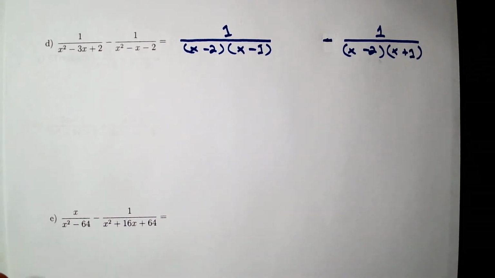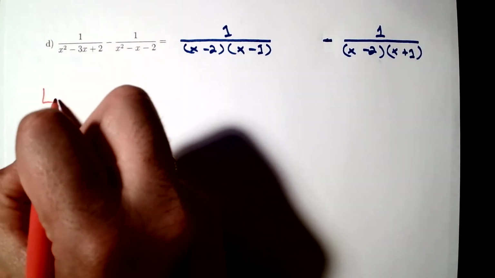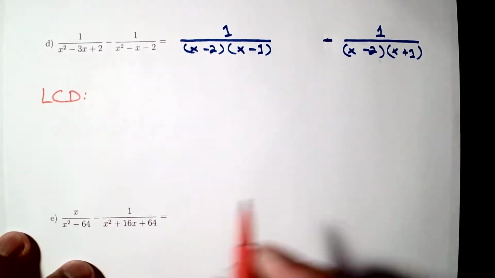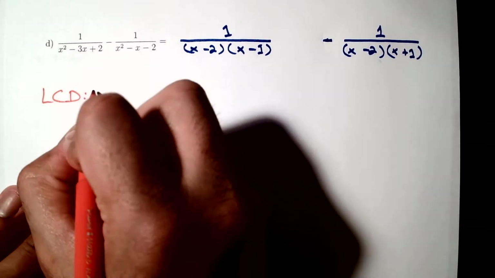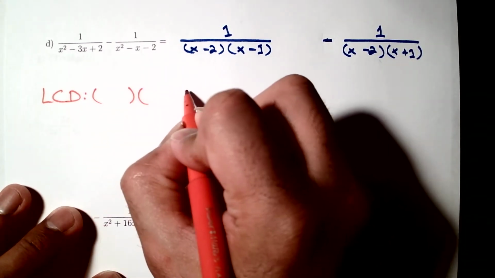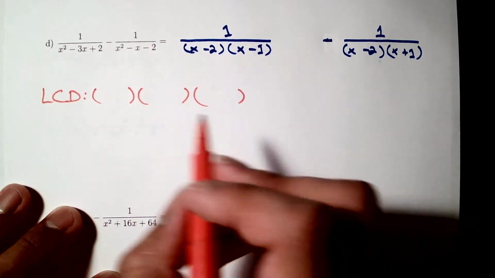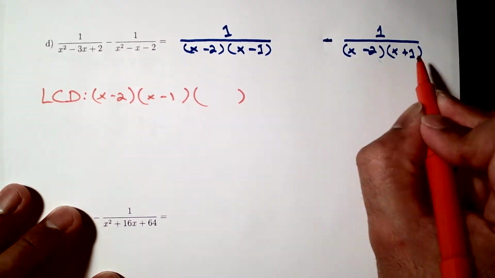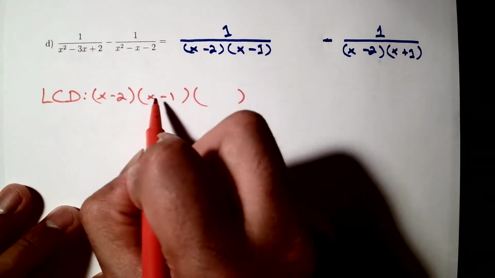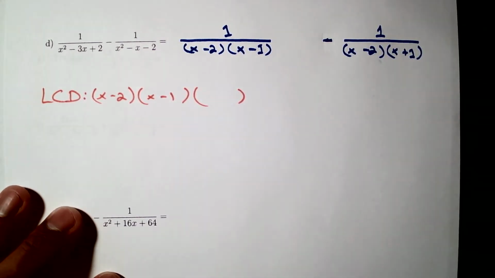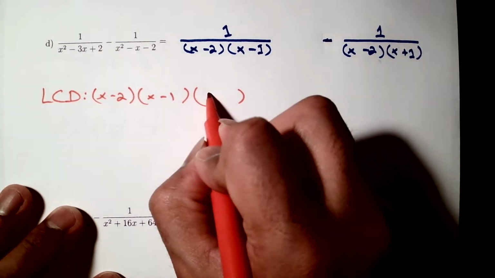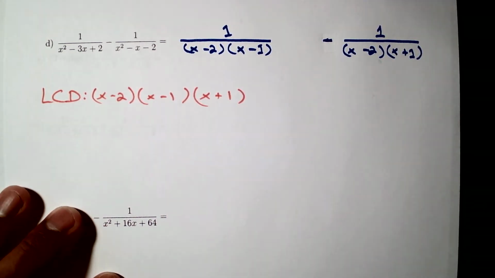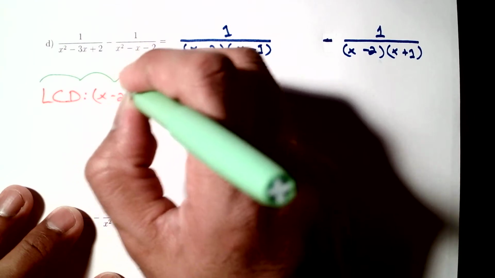So let's find the LCD. The LCD will be the product of the distinct factors that appear in all denominators. In this case, x minus 2, x minus 1, and x minus 2. I already wrote it. I don't need to write it again. We only write it once, and x plus 1. Okay, so that's going to be our LCD.